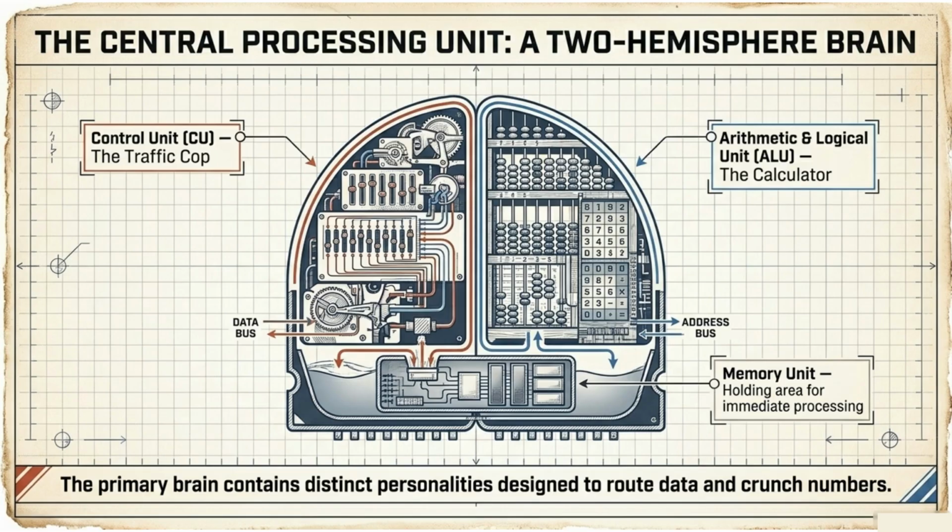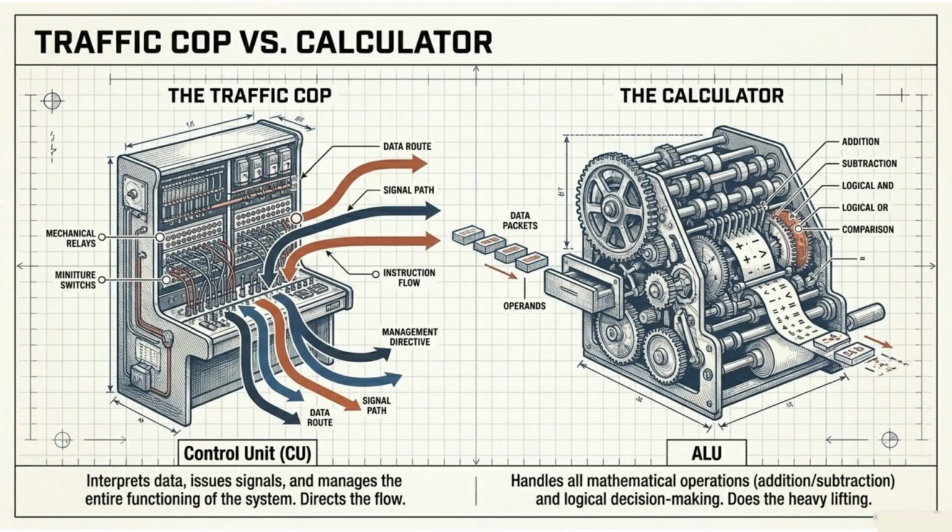It contains the control unit, which acts as the traffic cop, and the arithmetic and logical unit, the calculator. The control unit, or traffic cop, directs the flow of data, issues signals, and manages the system. Meanwhile, the arithmetic and logical unit, or calculator, handles all mathematical operations and logical decision-making.